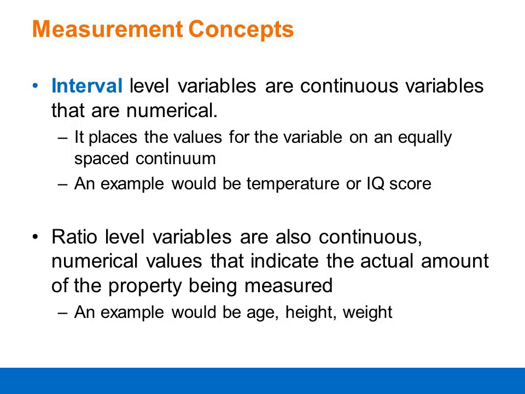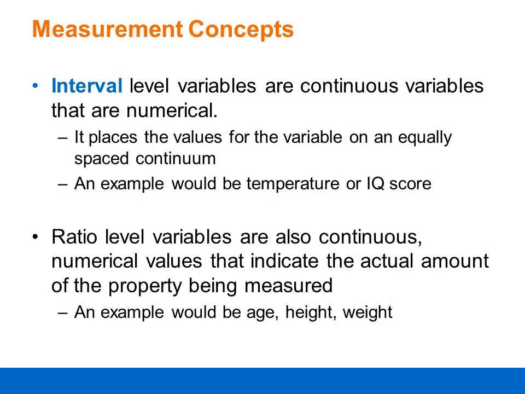The next level of measurement is interval. Interval level variables are continuous variables, which means they are numerical. Interval level variables are equally spaced on a continuum. Temperature is an example of an interval level variable. The degrees on a thermometer are evenly spaced. There is the same distance between 1 degree and 2 degrees as there is between 99 degrees and 100 degrees.